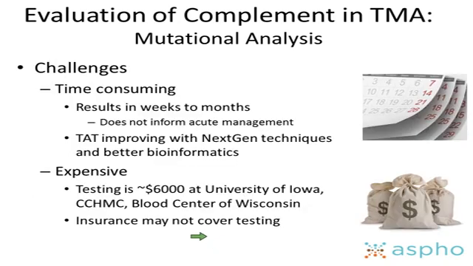So what are some of the downsides to mutational analysis? For one, it's quite time-consuming in that in most labs it takes weeks to months to get this information back. And so it doesn't really inform management in the acute setting, although the turnaround time does seem to be getting better with the application of next-generation sequencing techniques and more rapid bioinformatic approaches. The other major drawback to mutational analysis is that it's quite expensive, and insurance companies may not cover this testing.